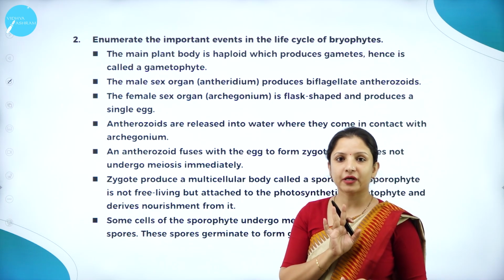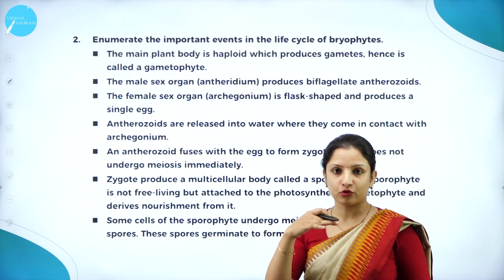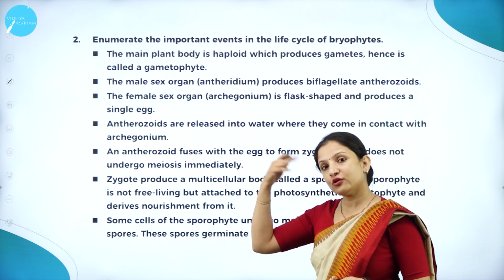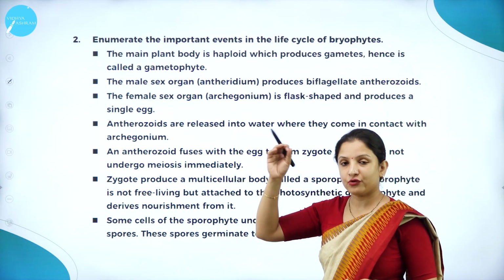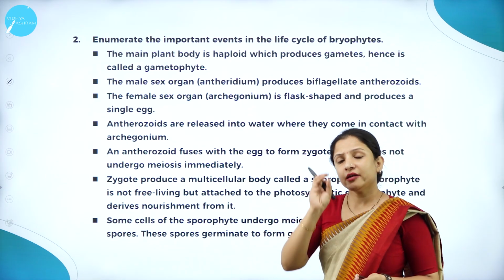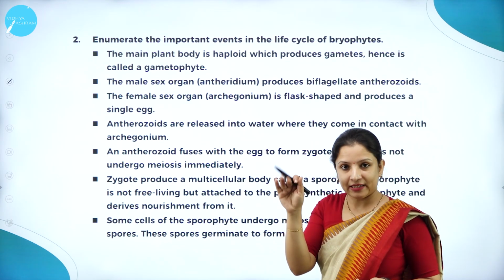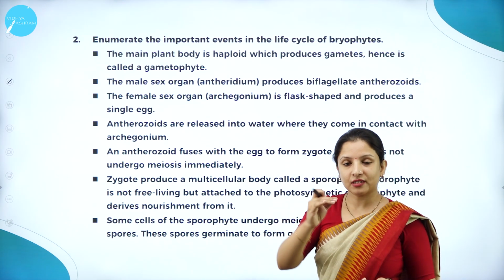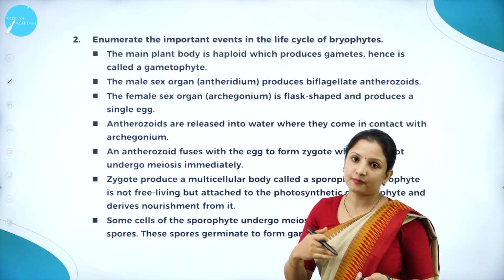The life cycle of bryophyte has gametophytic and sporophytic stages, wherein the gametophyte is the most predominant stage. So you have to write about both the gametophyte and the sporophyte. You can give it in the form of side headings. First write gametophyte and the points under it, then give the side heading sporophyte and write the points under it.